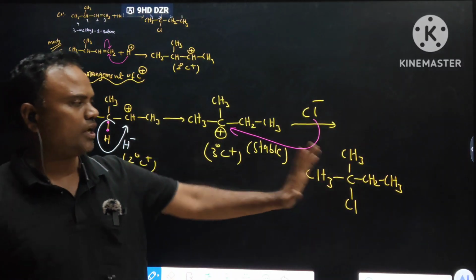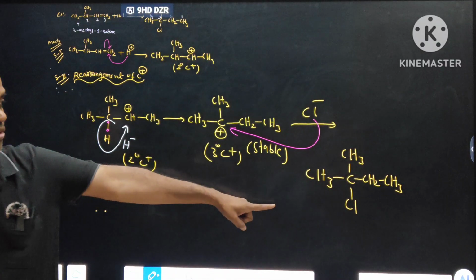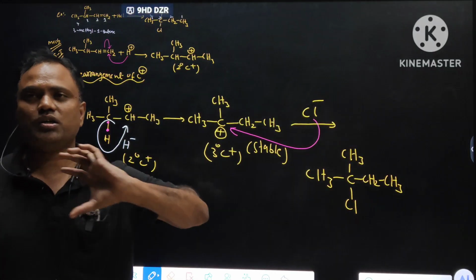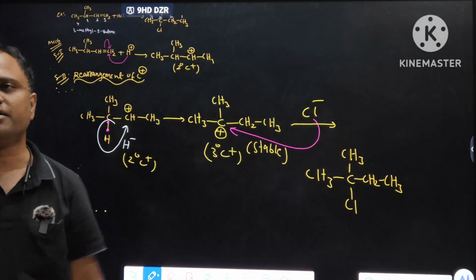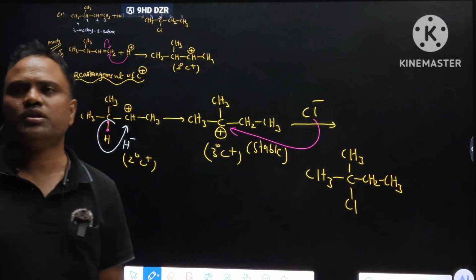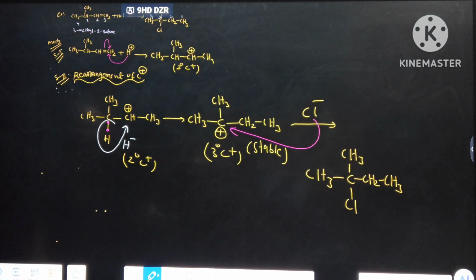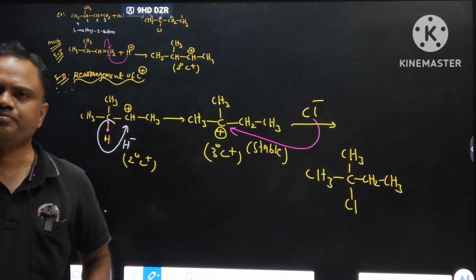Which degree alkyl halide did you get? You got a 3 degree alkyl halide. So you will be asked for the IUPAC name. What is the IUPAC name of the alkyl halide when HCl is added to 3-methyl 1-butene? Like that you will get the question. Clear? Shall we go to another example?